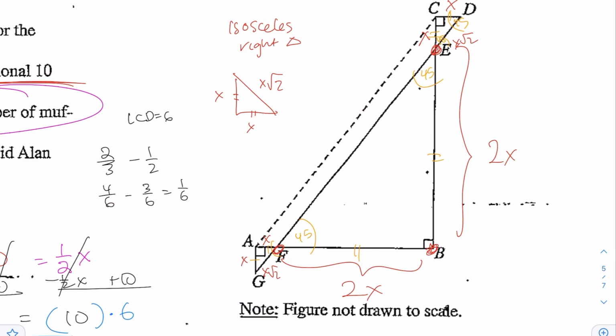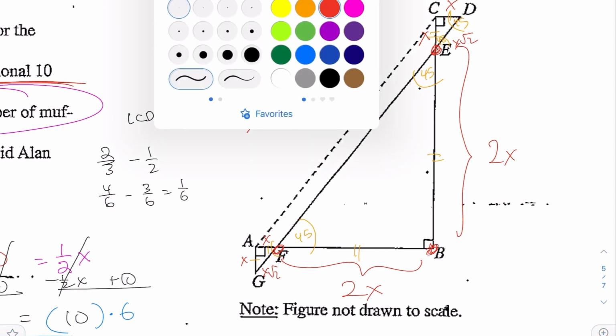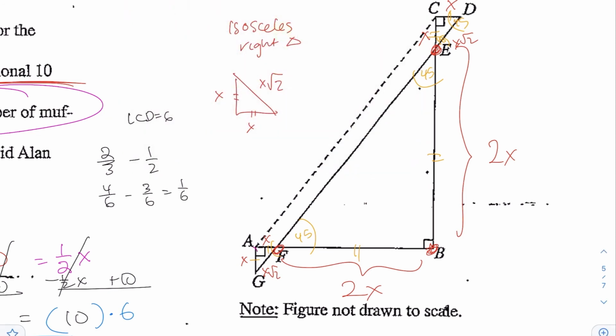For example, AC is, let me redraw this. AC is the hypotenuse of this triangle with AB as the leg and BC as the leg.